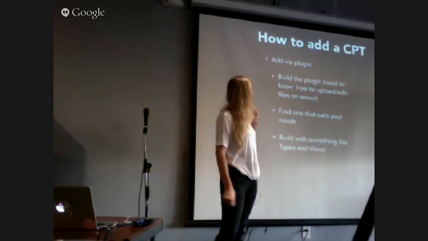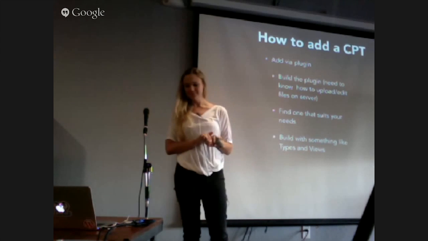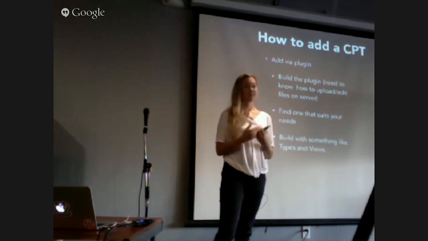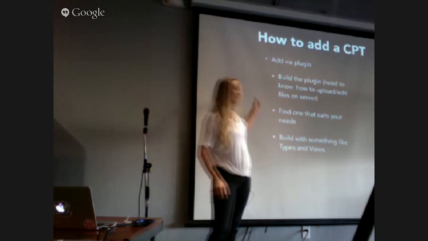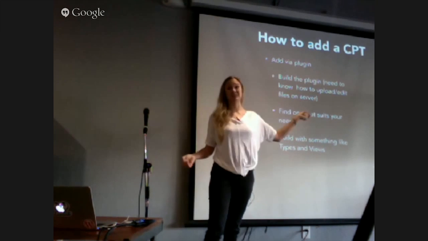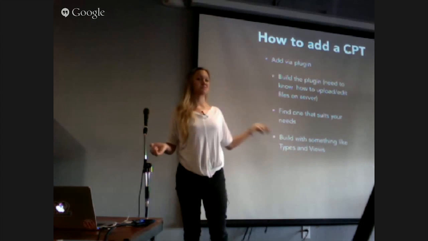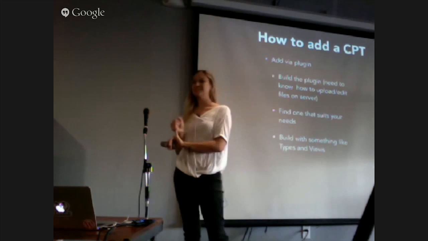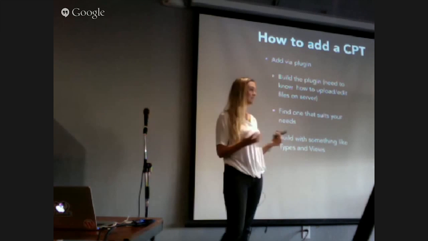So we've got adding via a plugin, and then we've got some other options. And I'm not gonna get into that, Carol is, but after you build a plugin, you also have the option of finding one that already suits your needs, or you can use a custom post type builder plugin. Those are two separate things. We can find a plugin. Say I want to build a testimonials custom post type.